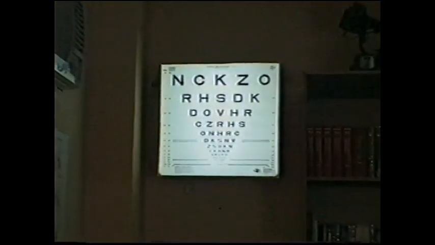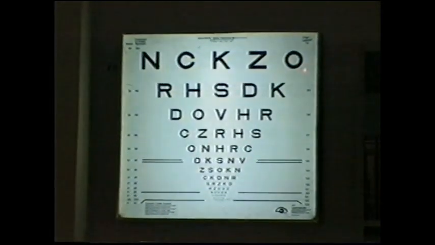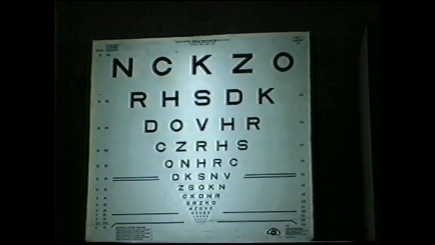Number 3, ask the patient to say aloud each letter or number. N, C, K, Z, O. Or name the picture object on the lines of the successively smaller optotypes from left to right until the patient correctly identifies the optotypes on the line. Number 4, note the corresponding acuity measurement shown on that line of the chart. Record the acuity value for each eye separately with correction and without correction.